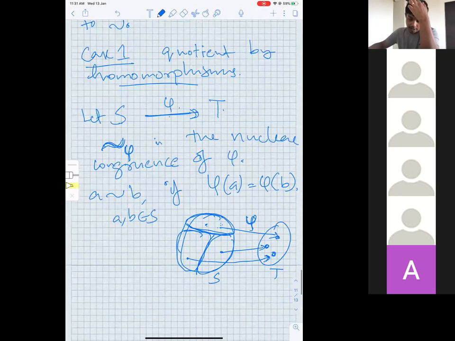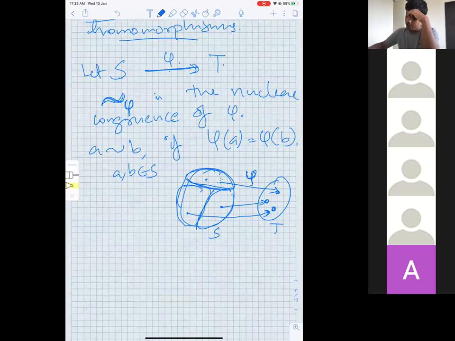Now we have to prove that this is a congruence. Clearly, it's an equivalence because it partitions the elements of S into 3 portions. Every equivalence relation corresponds to a partition, and vice versa. So this is an equivalence relation because it partitions the set S. Now we have to show that it is actually a congruence. To show that tilde phi is a congruence, let's take two elements, A and B.